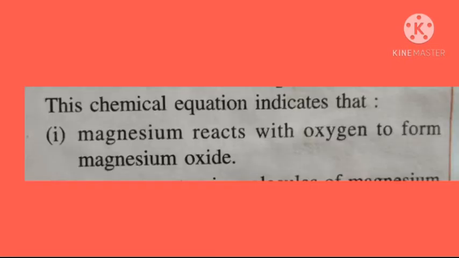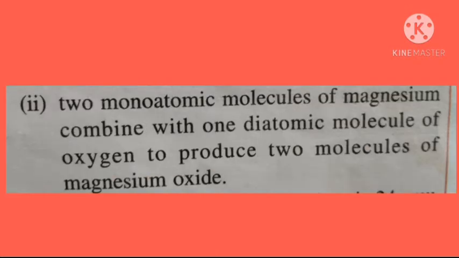What will you understand from this chemical equation, dear students? This chemical equation indicates, first, that magnesium reacts with oxygen to form magnesium oxide. Second, two monoatomic molecules. See here, 2Mg. Mono means single, atomic means atom present. So, two monoatomic molecules of magnesium. Both pieces of information we are getting.